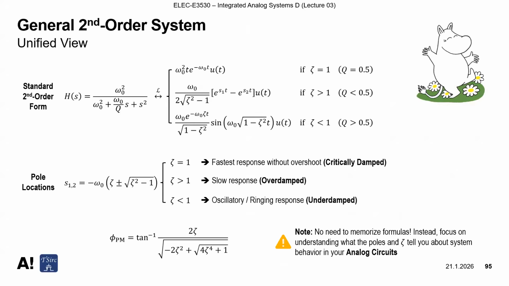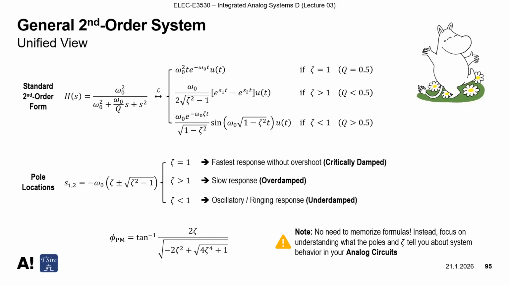So this is a unified view. We have discussed the standard second order form from the transfer function. We have derived the inverse Laplace transform according to different zeta values, and the pole locations are here, right? Different zeta values are governed by the feedback response, and that feedback is again governed by phase margin, which is important. That is determining your damping conditions.